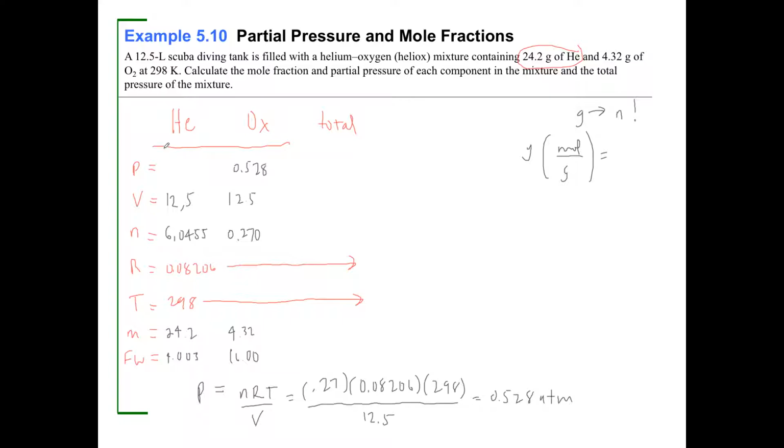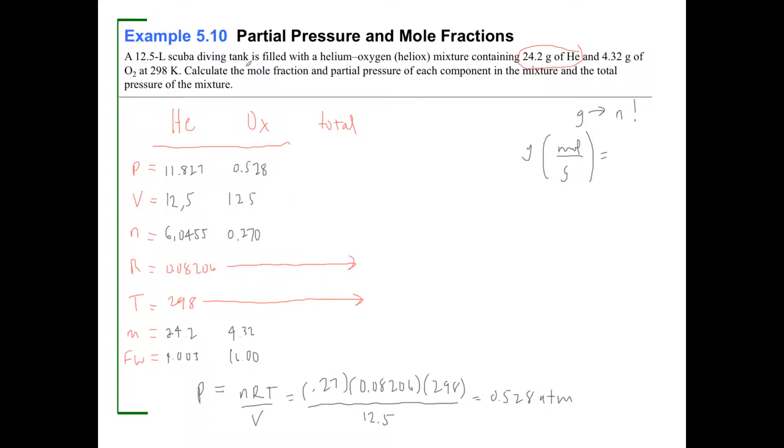6.0455 times 0.08206 times 298 divided by 12.5 equals 11.827. Yeah, that makes sense. 11.827. Can you see, that's almost double of that, a little less than double.